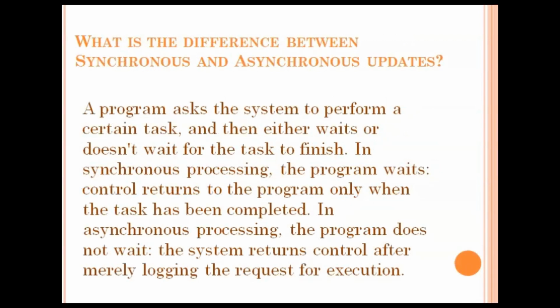What is the difference between synchronous and asynchronous updates? Answer: a program asks the system to perform a certain task and then either waits or does not wait for the task to finish. In synchronous processing, the program waits. Control returns to the program only when the task has been completed. In asynchronous processing, the program does not wait. The system returns control after merely logging the request for execution.